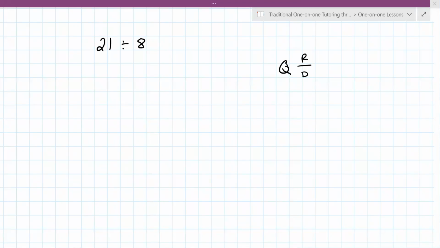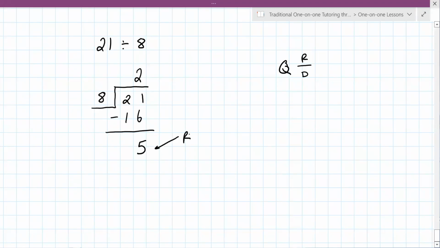How are you doing on this one, Michael? I'm getting confused with the quotient and stuff. Okay, how many times does 8 go into 21? 2 times. Okay, what is 2 times 8? 16. So when you subtract 21 minus 16, what's the result? 5. Okay, so 5 is the remainder, 2 is the quotient, 8 is the divisor.